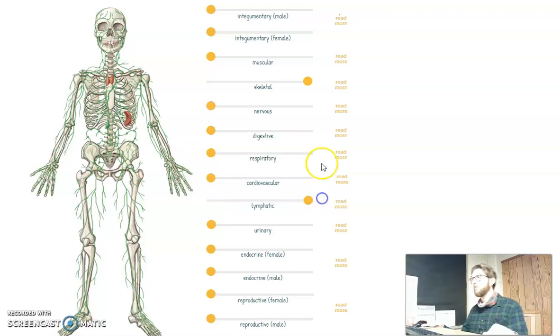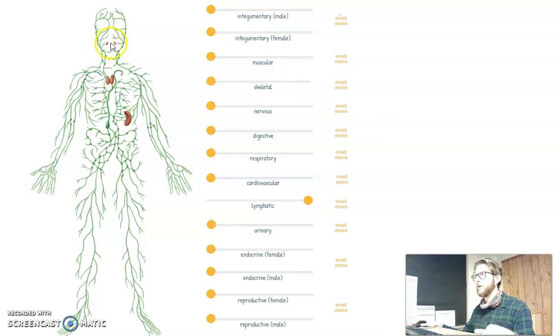The next system is the lymphatic system. So the lymphatic system looks kind of like the circulatory system, and it goes all over your body just like the circulatory system. The only difference is that there are these things called nodes, and if I turn off the skeletal system, you can see them better. You have nodes that are everywhere.